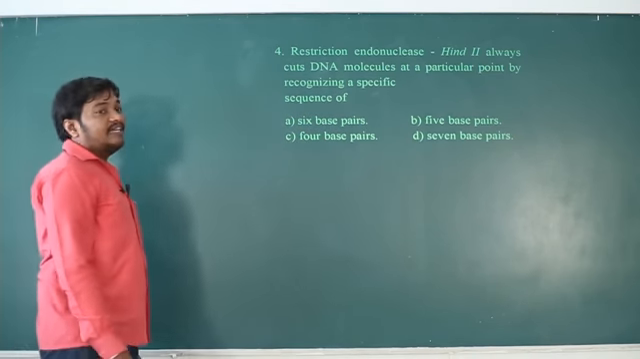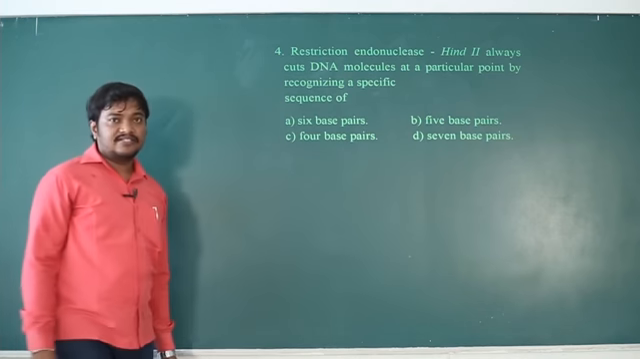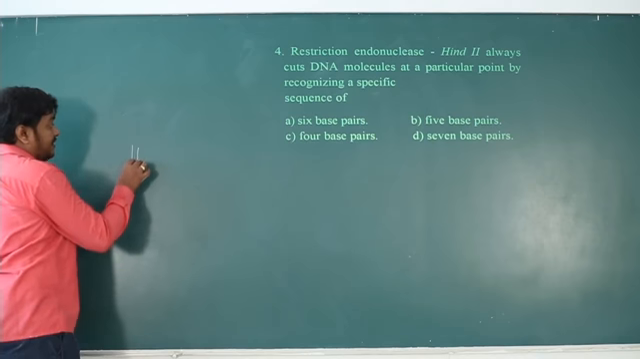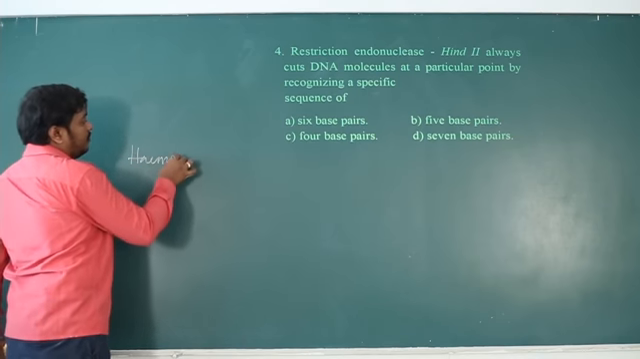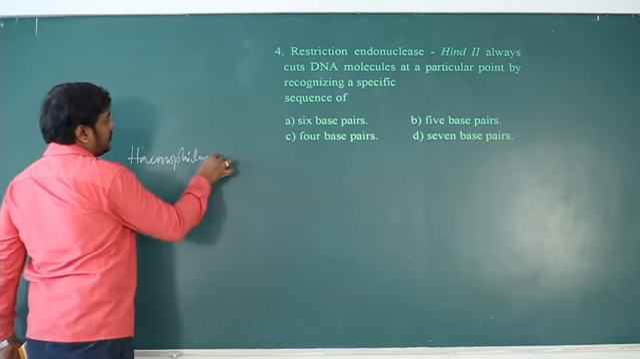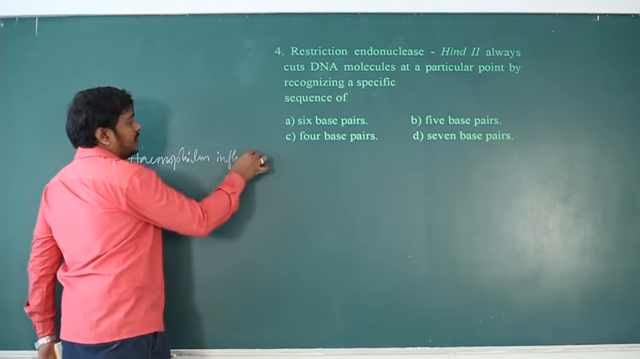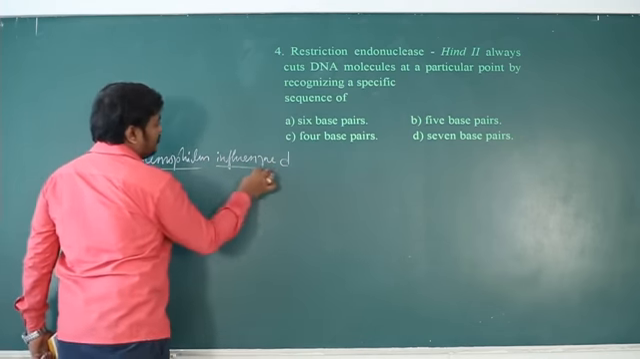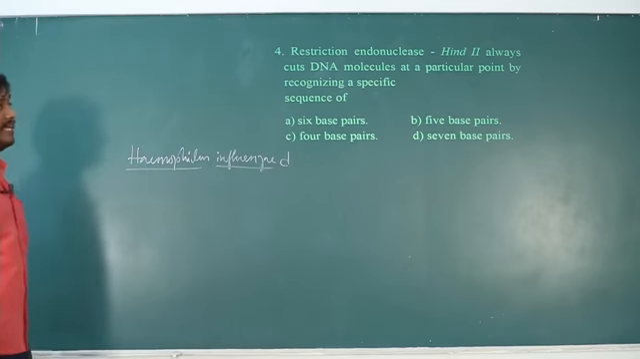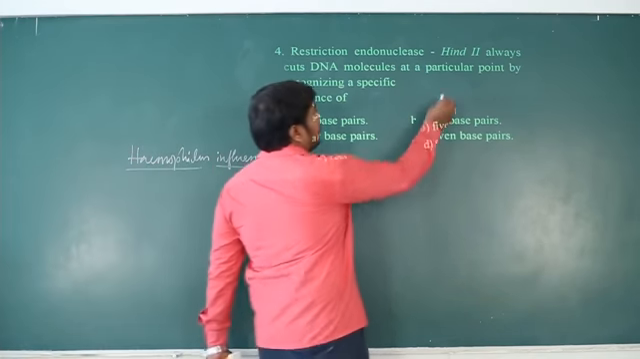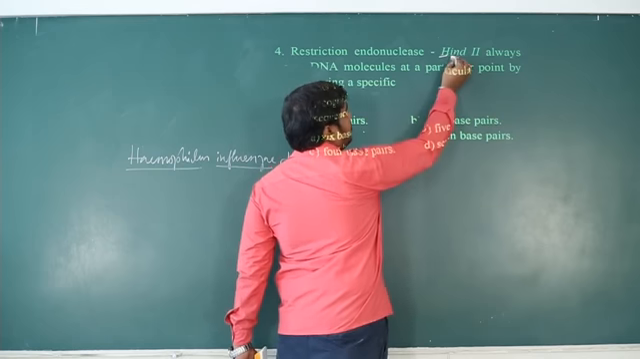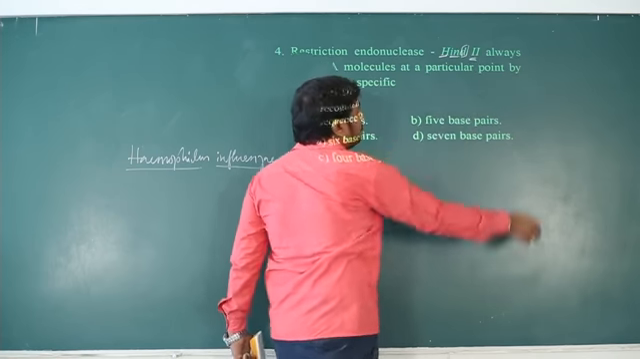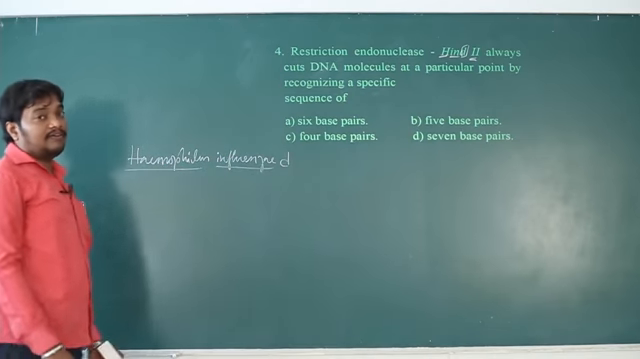So Haemophilus influenzae strain D is the full form of HIND2. Okay. So Haemophilus influenzae strain D. Okay. So you know the naming of a restriction enzyme. So here the first letter stands for genus name, then species name, strain name. Okay, and this is the order of the enzyme isolated from that particular organism.